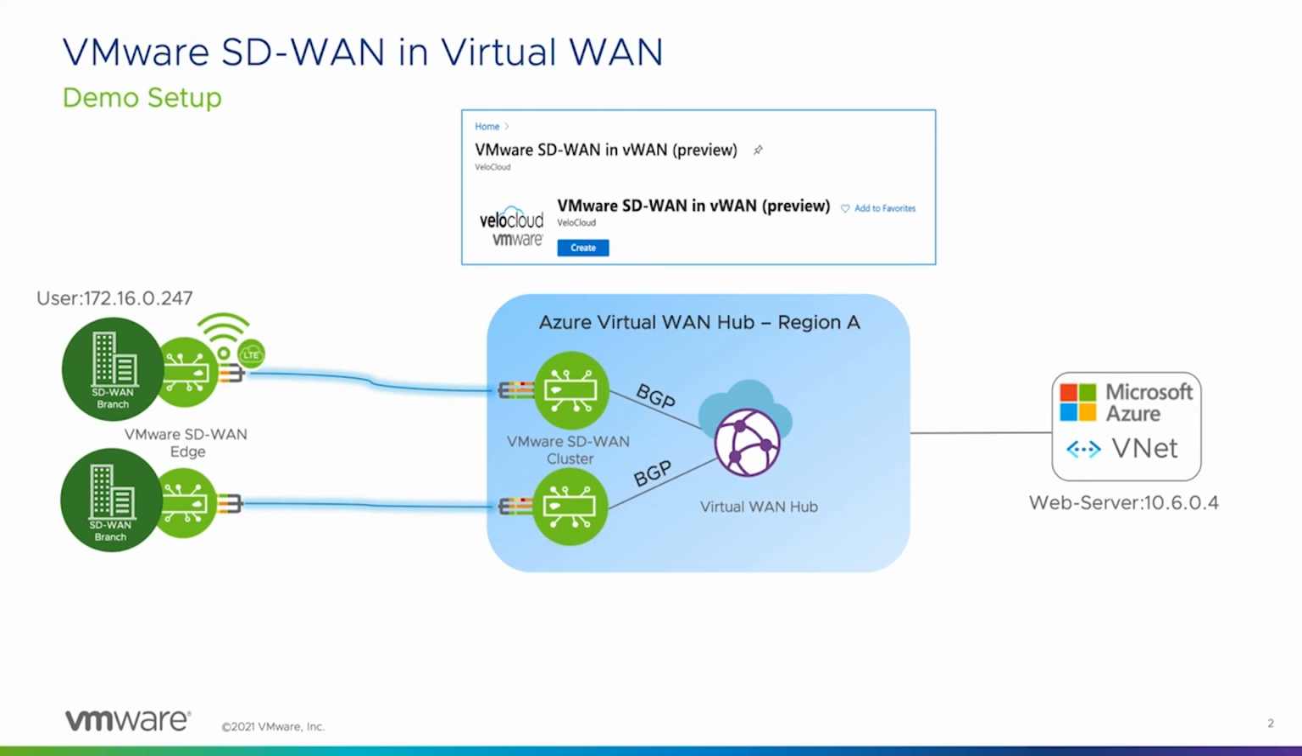Azure cloud. To demonstrate connectivity, we have a user behind branch 1 trying to access a web server in an Azure VNet that's paired with the vWAN. And to provide that extra security, we have inserted an Azure firewall in the traffic path. Now let's jump into a demo.